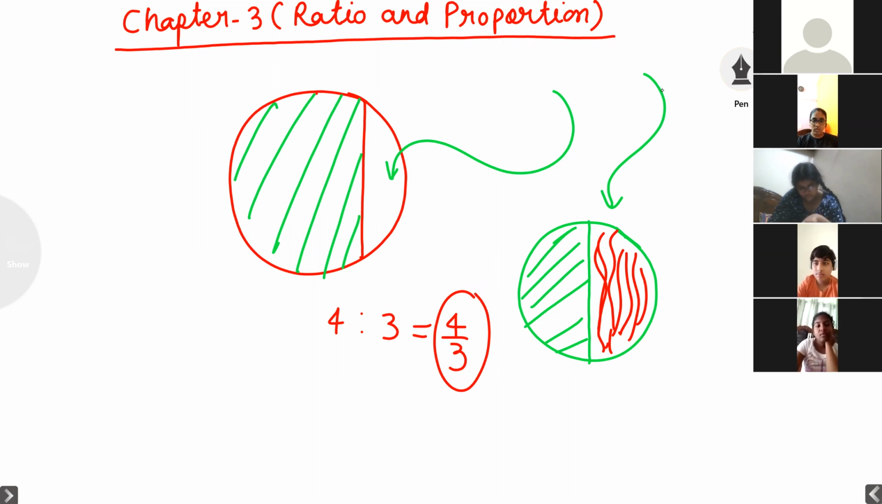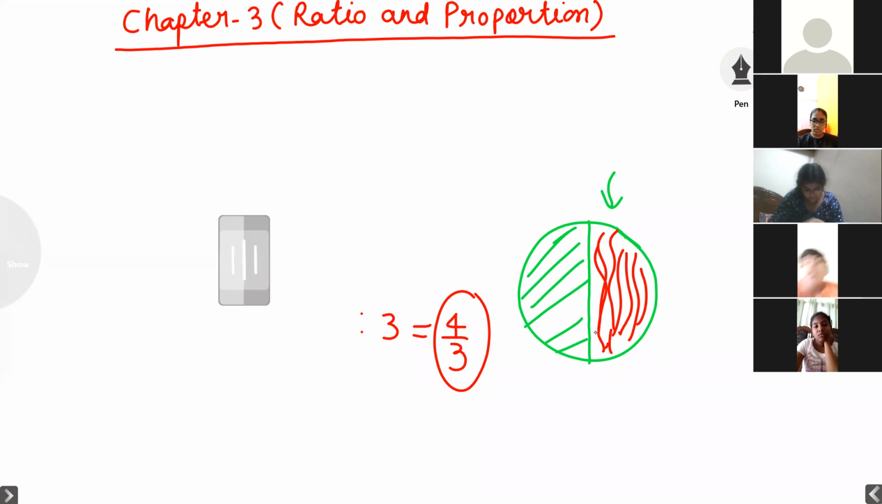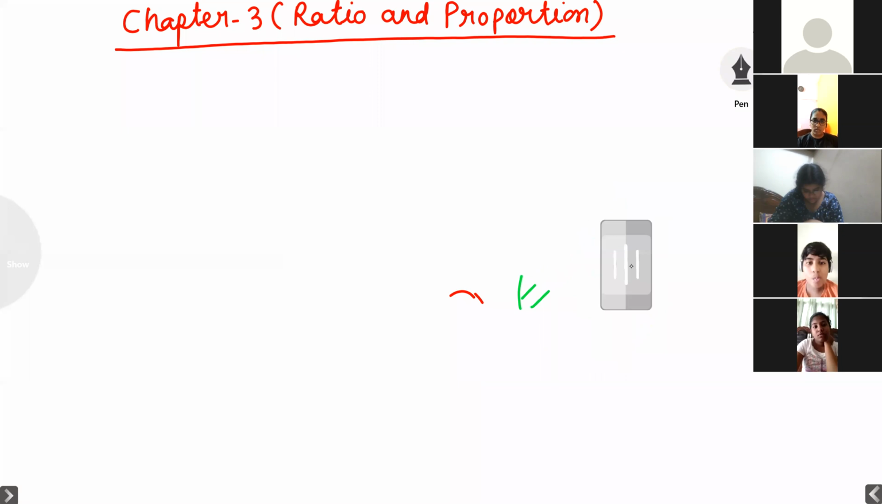What is ratio? Comparison of two items, two quantities, two numbers, that is called ratio. But there are 4 or 5 conditions in a ratio. First, order is very important in ratio. What is the meaning of order? Suppose I ask, find the ratio of boys to girls in grade 8.